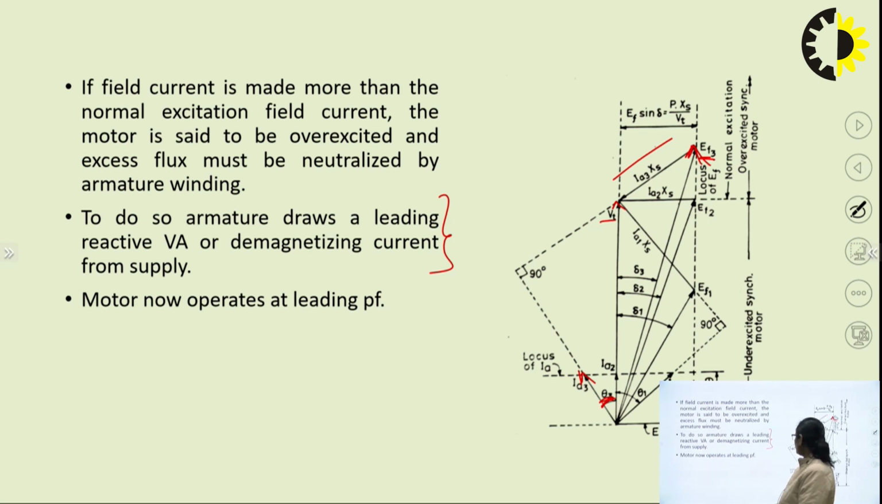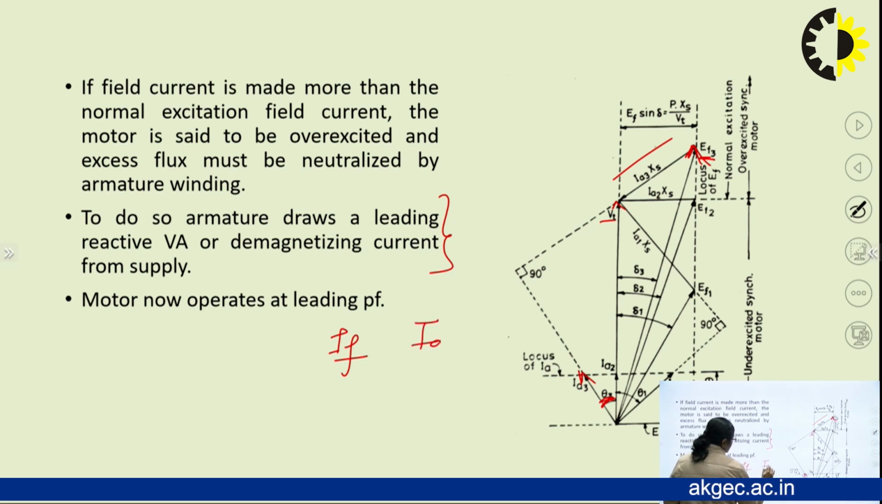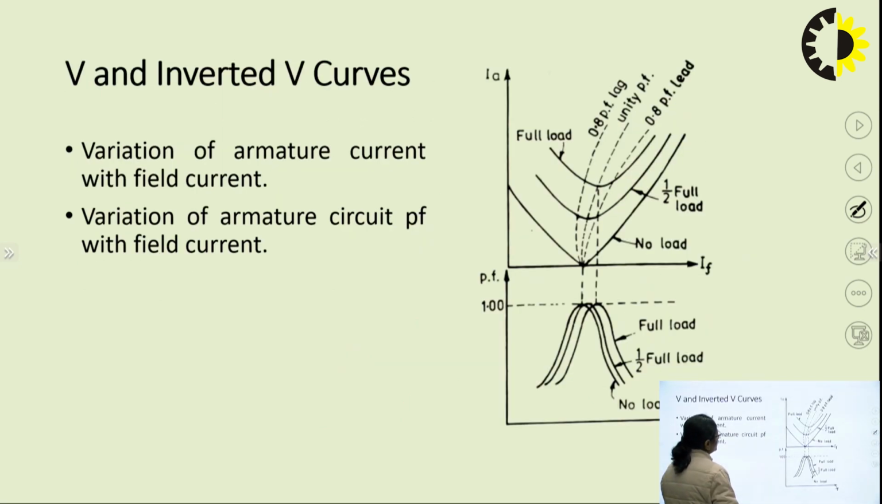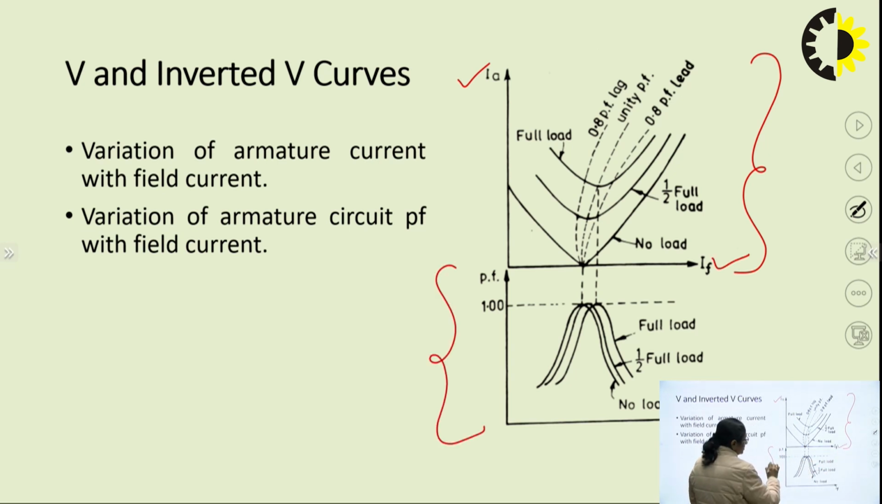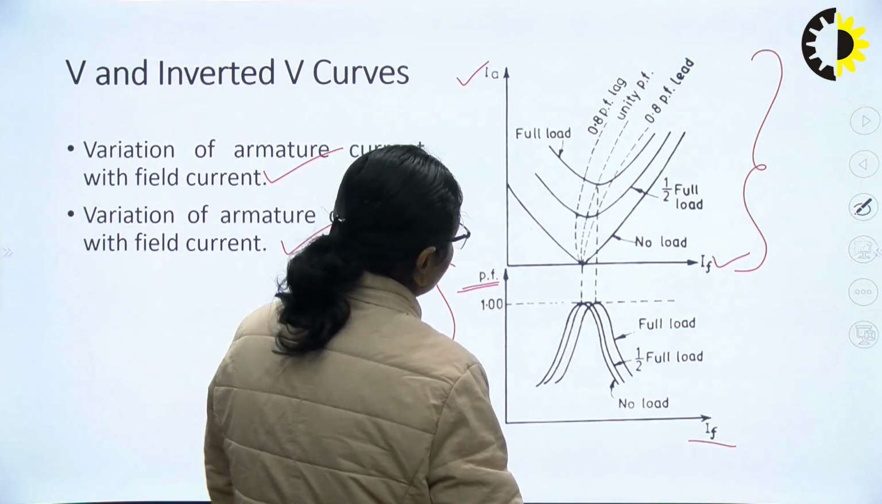To conclude, if we see the effect of variation of field current on armature current Ia, and the effect of variation of field current on cos theta or cos phi or the power factor of armature circuit, we will have these two graphs. This is showing the relation between the armature current and the field current, and this one is showing the relation between the armature circuit power factor and the field current of the motor. The first one is said to be the V curves and the second one is said to be the inverted V curves of the machine.